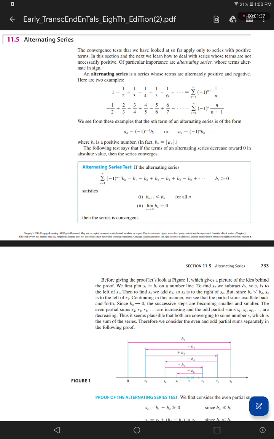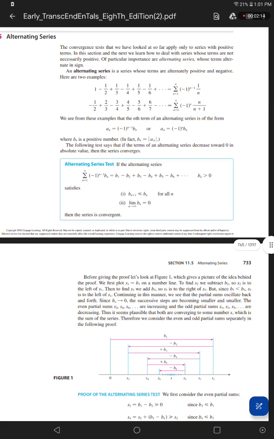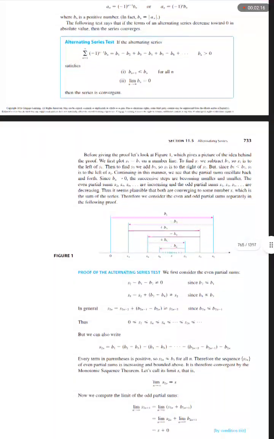We see from these examples that the nth term of an alternating series is of the form a sub n equals (-1) to the power n minus 1 times b sub n, or a sub n equals (-1) to the power n times b sub n, where b sub n is a positive number. In fact, b sub n equals the absolute value of a sub n. The following test says that if the terms of an alternating series decrease towards 0 in absolute value, then the series converges. Alternating series test.